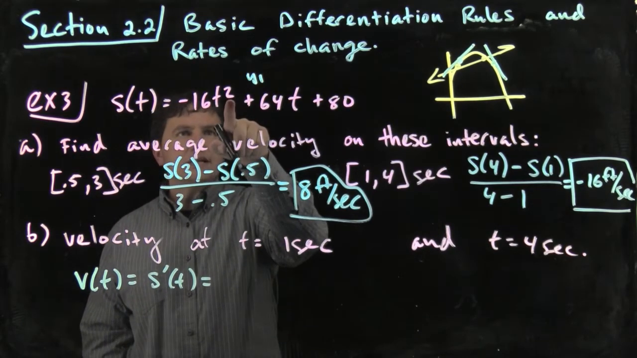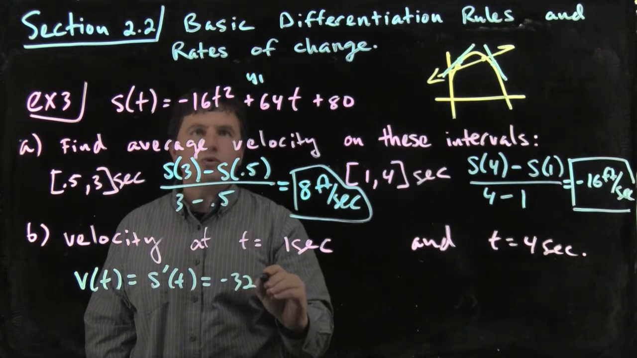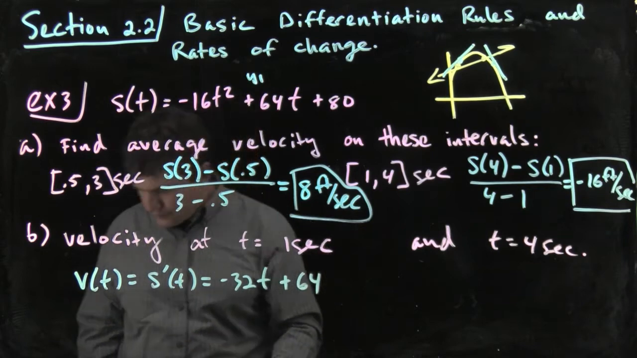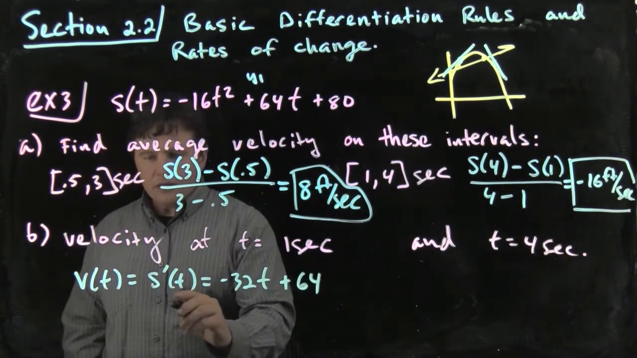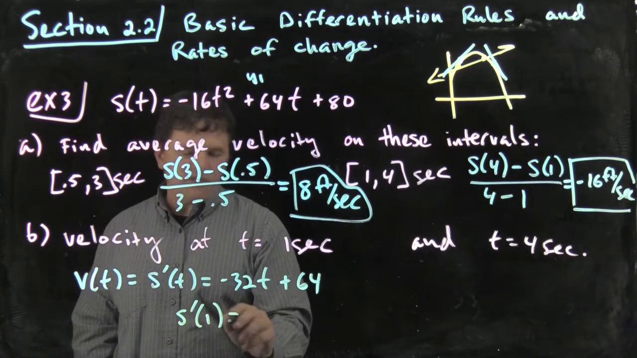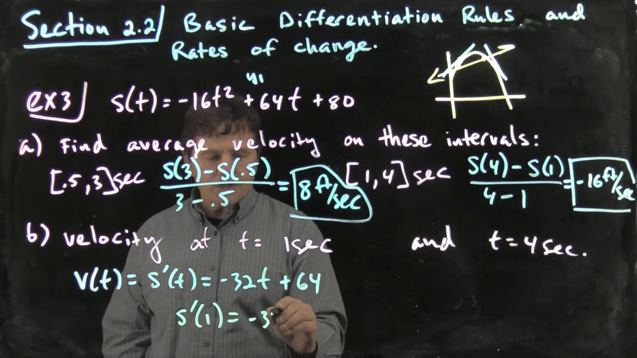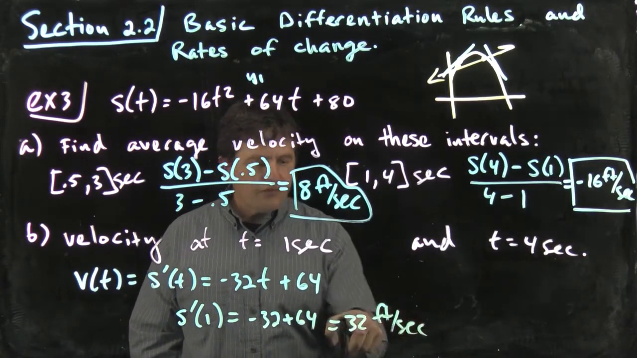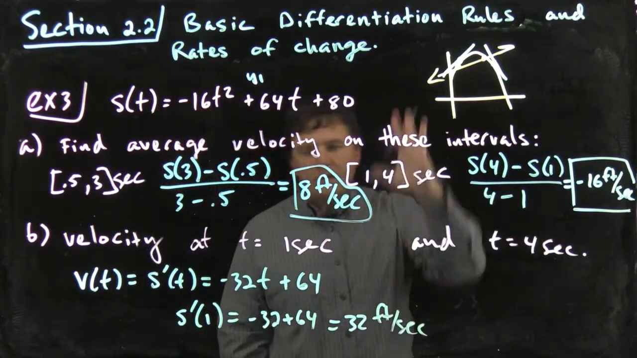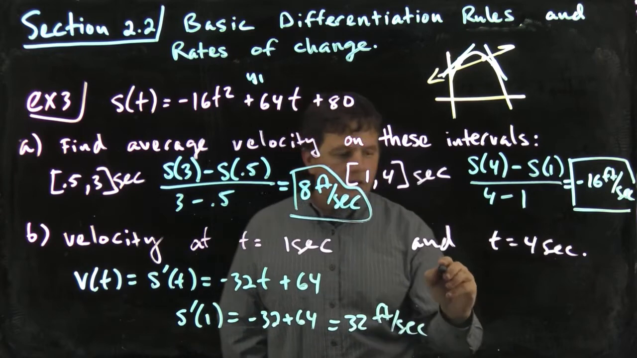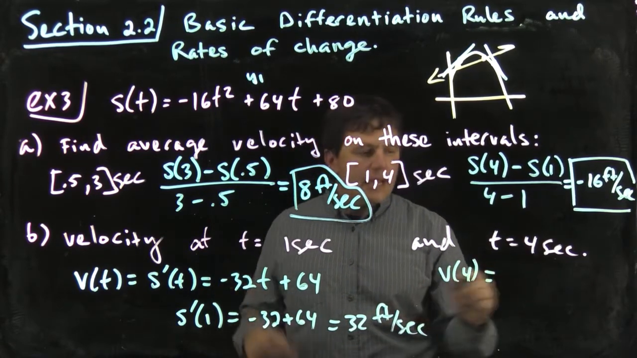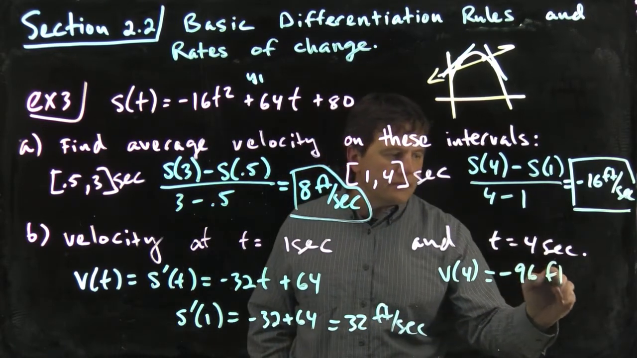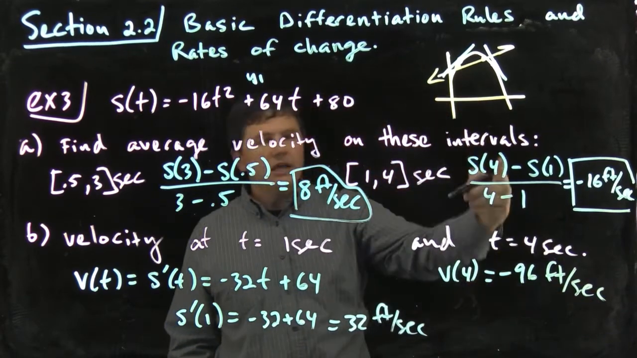Okay, so this is actually quite easy. Bring down that 2, that's negative 32t plus 64. Now it's just a matter of plugging these things in. So S prime of 1, or V prime of 1, however you want to label it, is negative 32 plus 64. So this is equal to 32 feet per second. The fact that's positive means at t equals 1, we are going up. The balloon is still going up. At t equals 4, so V of 4, or S prime of 4, is equal to negative 96 feet per second. So like I said, we have the negative, it is going down.